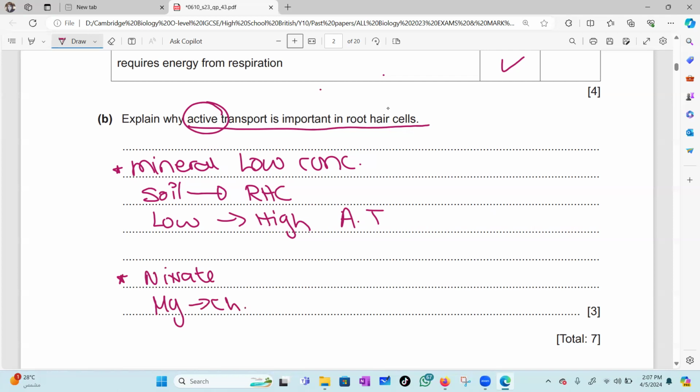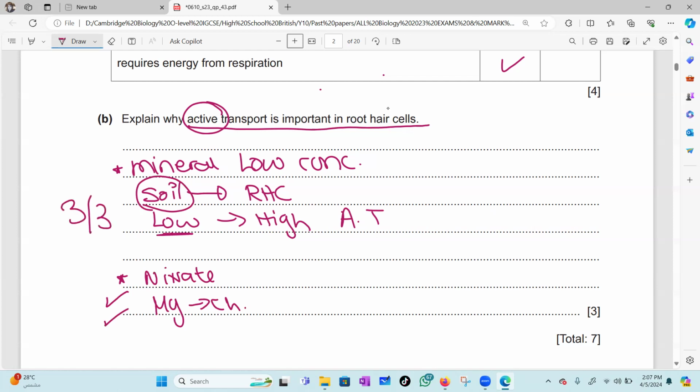Now, I think this will be enough: you will mention that they will move against a concentration gradient, that the soil has a low concentration of salts, and inside the root hair cell it has a high concentration of salts. And you will give an example for the use of the mineral ions. This will give you a 3 out of 3.